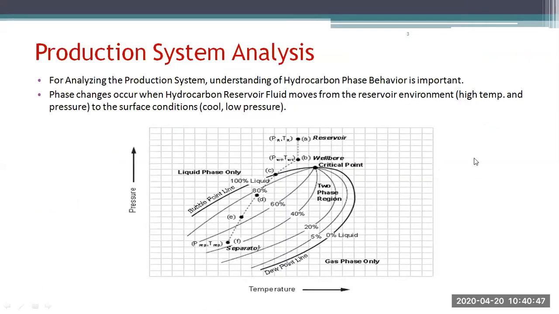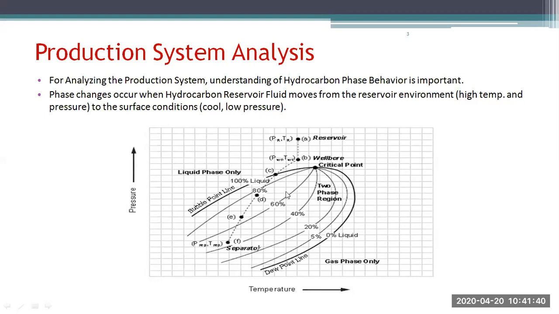So the production system analysis is for analyzing the production system to understand the hydrocarbon phase behavior, which is very, very important. Because if I see this pressure versus temperature, this is my phase diagram of a multi-phase system. If it is a single phase system, it goes something like this. But if it is a multi-phase system, there is an envelope that is created, which has a bubble point on one side and a dew point on the other side, and then you have your different phases inside this envelope. Outside this envelope on one side only liquid phase is present, on this side only gas phase exists, and multi-phase exists inside this envelope.